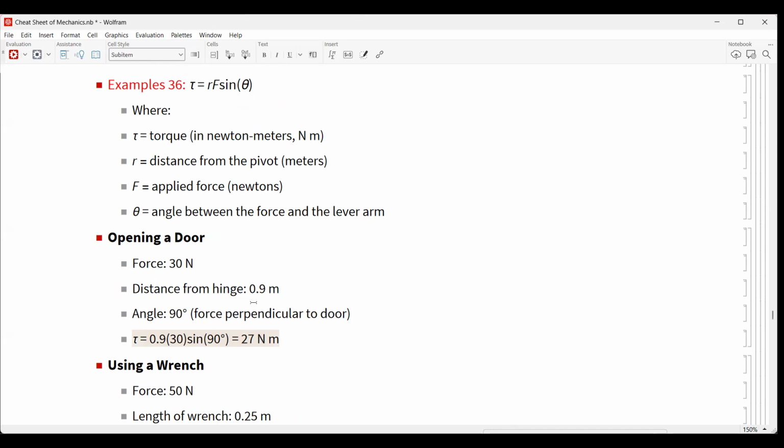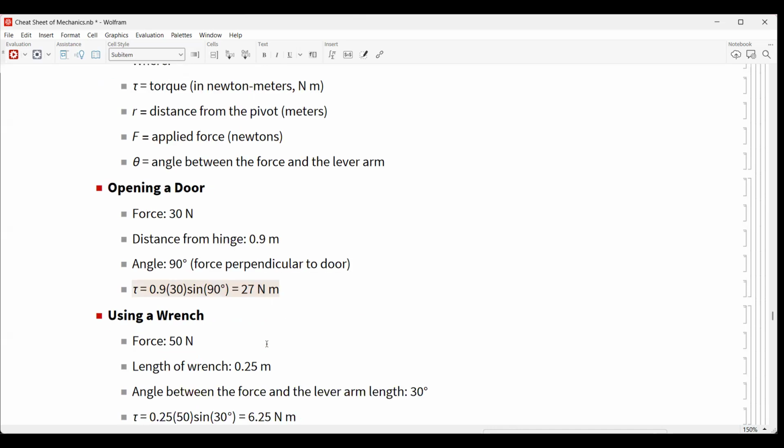The force is 30 newtons. The distance from the hinge is 0.9 meter. The angle is 90 degrees, force perpendicular to the door. So the torque here is 0.9 times 30 times sine 90 degrees, equal to 27 Newton meters.